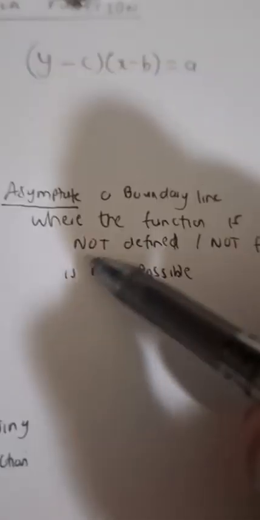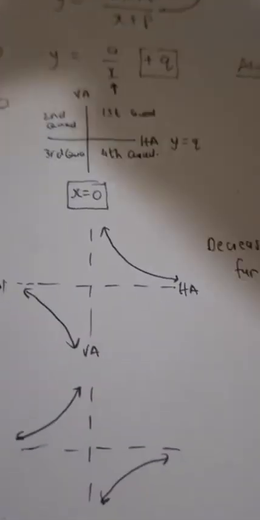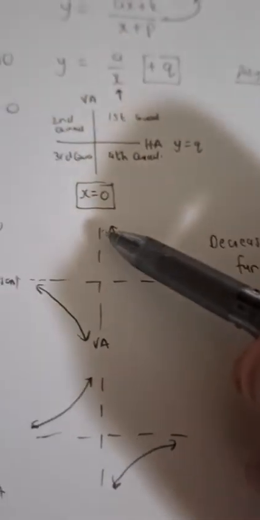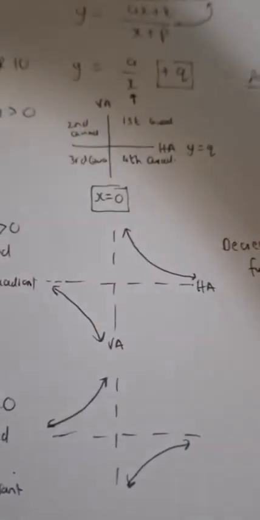We can never do what? Touch. An asymptote is a boundary line where the function is not defined, not found. It's not possible. So likewise, we need to also have asymptotes. Very important to have asymptotes, boundaries, boundary lines where people never touch within the school vicinity, so that we retain the innocence that everybody has within the school context.